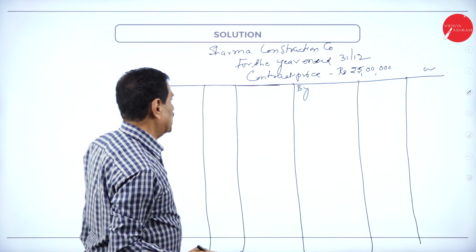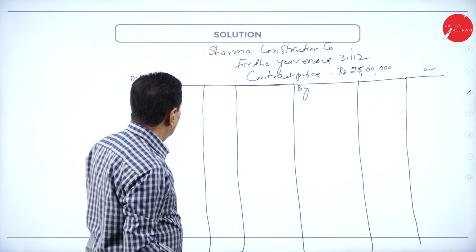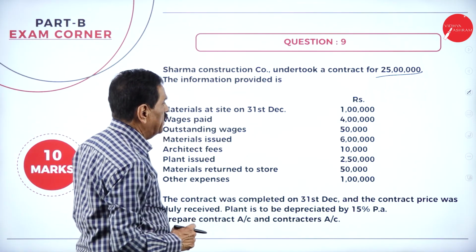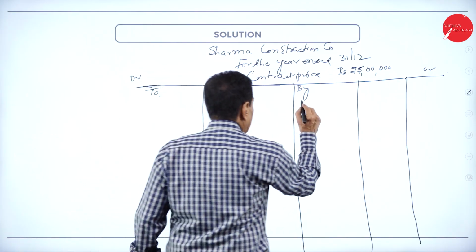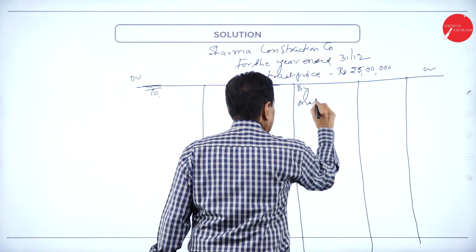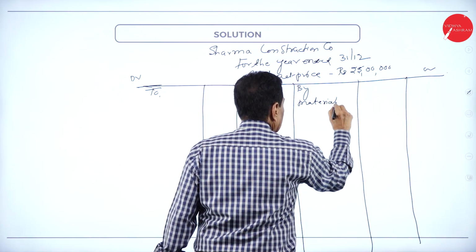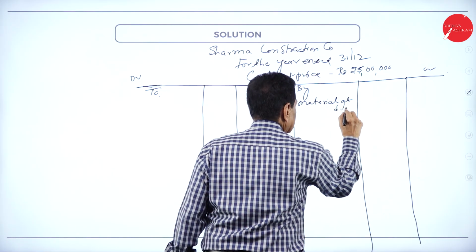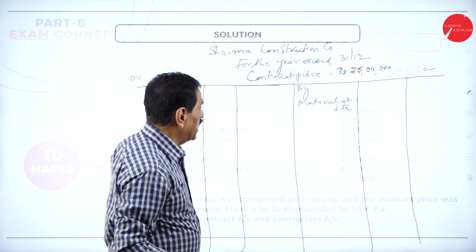We'll go. All the expenditure will come on the debit side. We'll go one by one. What is the first one? Material at site. Buy material at site. What's the value? 1 lakh.